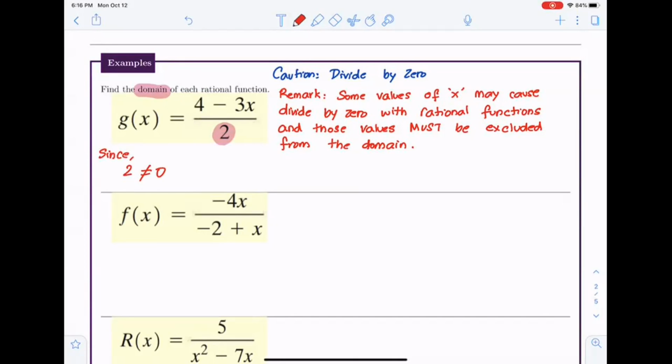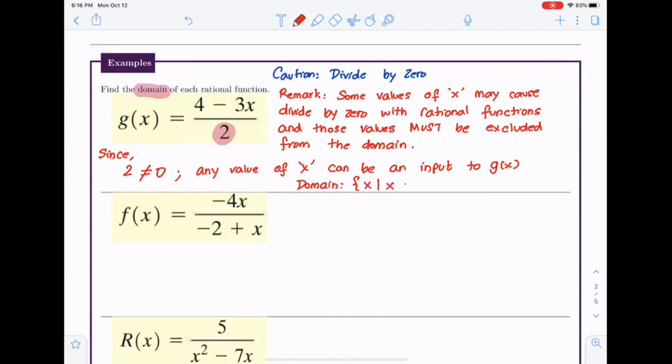So even though this is one function divided by another function, in this case, we know 2 will never equal 0. So any value of x can be an input to g of x. So the domain is simply x. X is any real number.